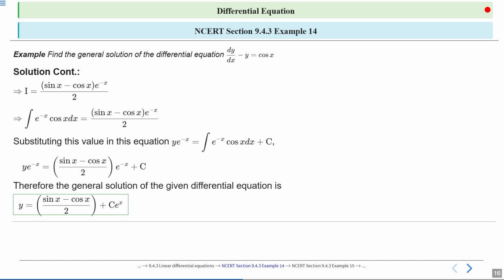So the constant term represents the family of curves which satisfy the given differential equation. Okay. So to solve a linear differential equation, the main task is to find the value of the integrating factor, and when you have the value of the integrating factor, you can just apply the formula to get the solution of the differential equation. Okay.